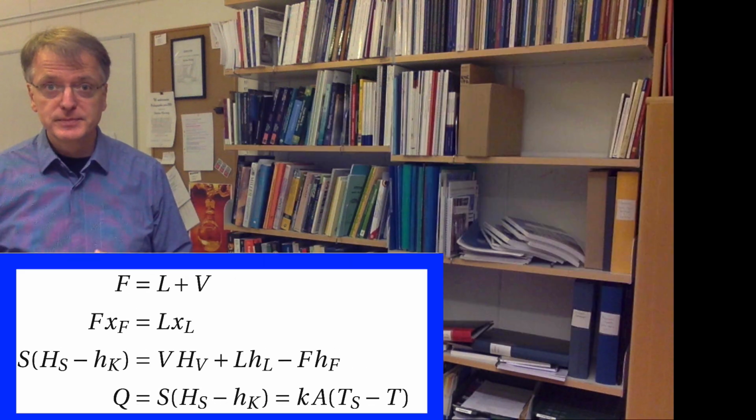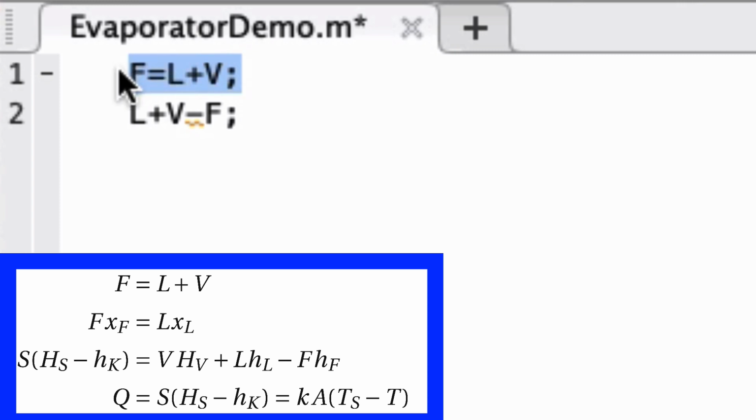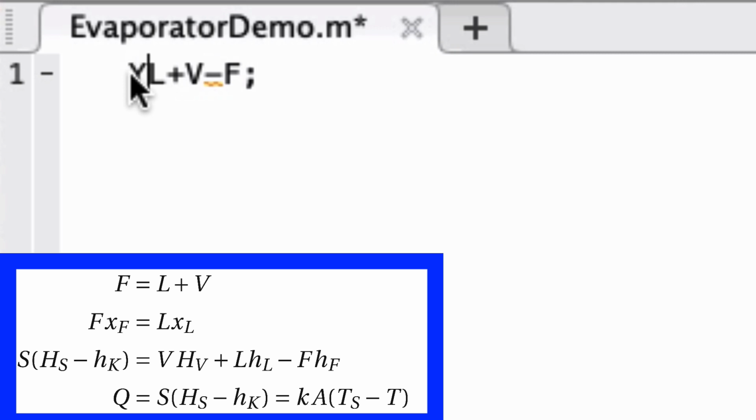Okay, so let's dig into it. The standard way to solve this kind of equations is to rewrite them in residual form. What that means is that instead of F equals L plus V, as we had in our equation, let's rewrite it so that we have everything on the same side: L plus V minus F. That should be 0, right? If F, L and V satisfy this first line here, then this should be 0. So we need to put that result into something. Let's put it into the first position of a vector. So there's our first mass balance.